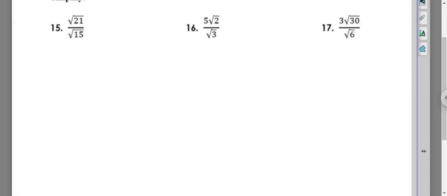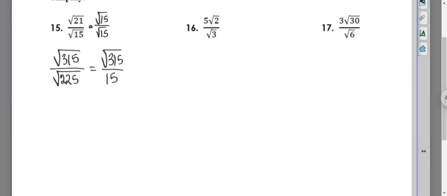So on this one, if you just take the problem as it is, we would multiply top and bottom by the square root of 15. So then we have the square root of 315 over the square root of 225. So that is the square root of 315 over 15.